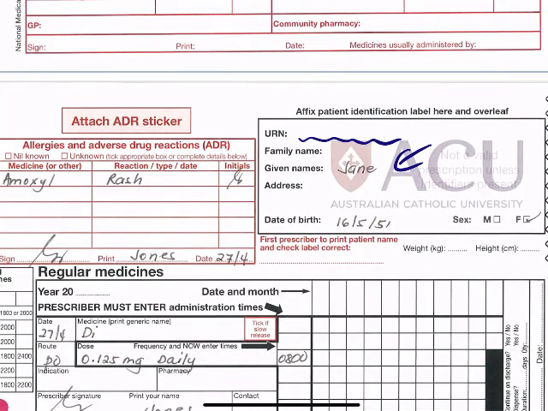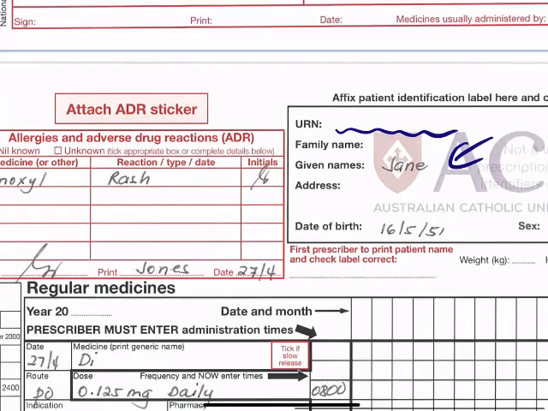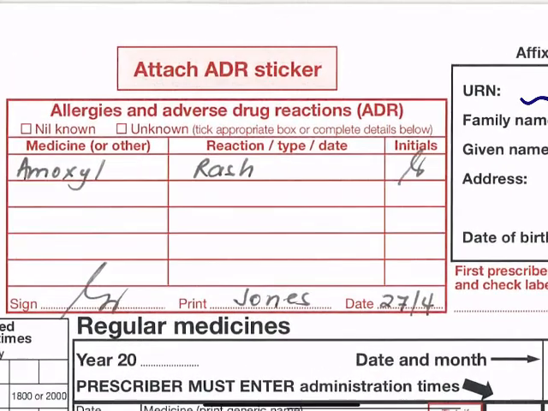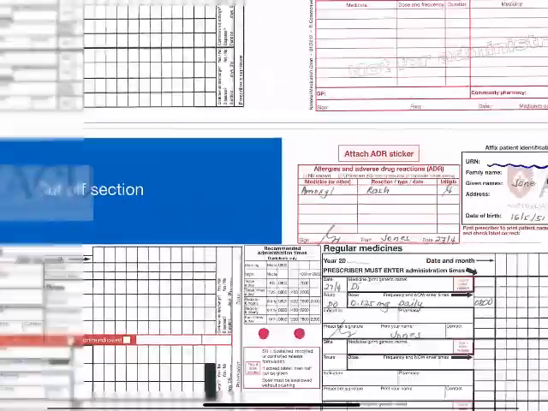If we go to the other section, we have an adverse drug reaction sticky here. We always need to take notice of that. Make sure we know what allergies the person may have.